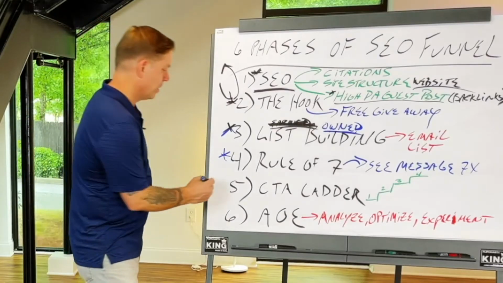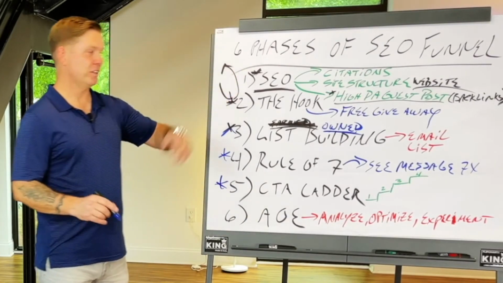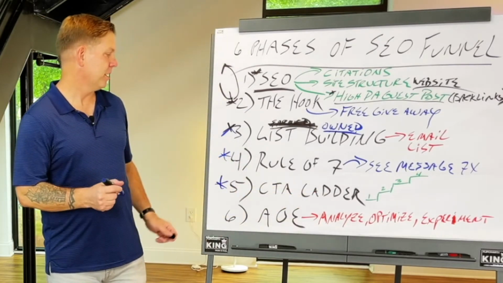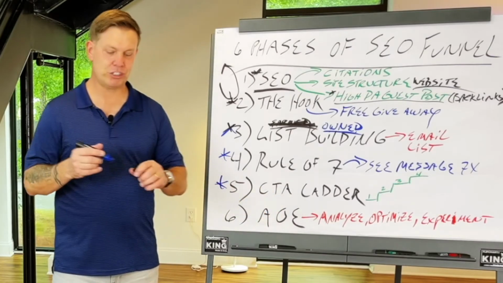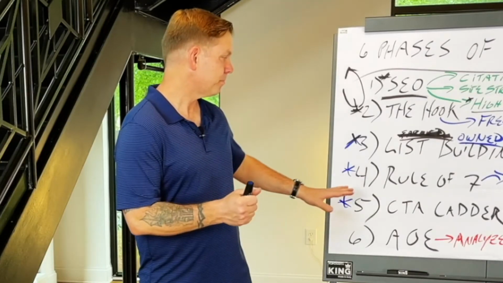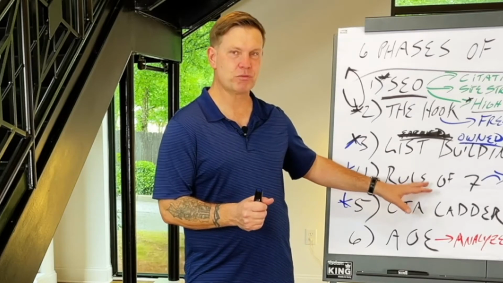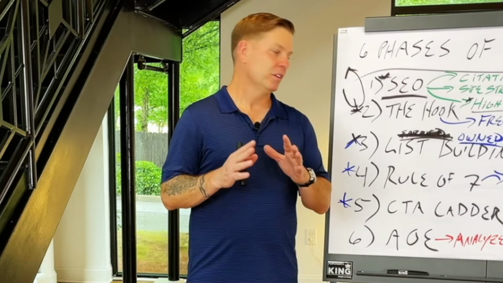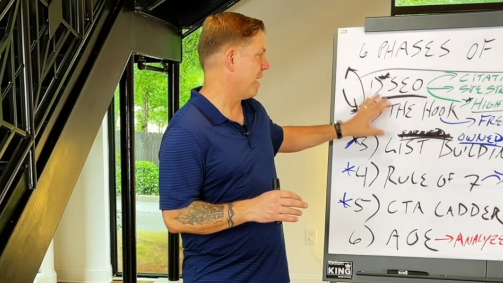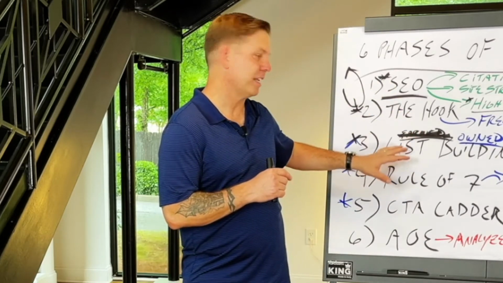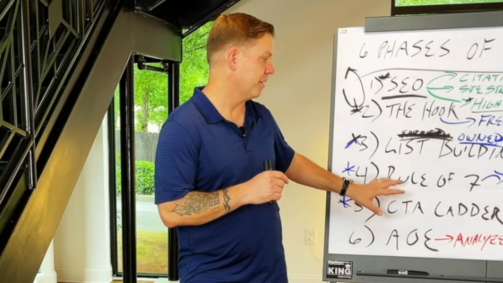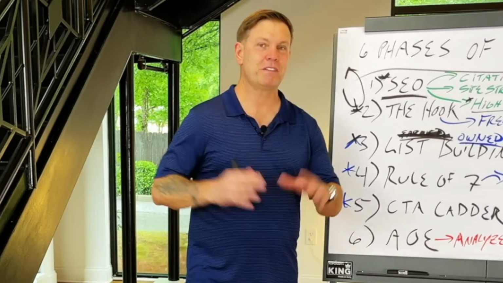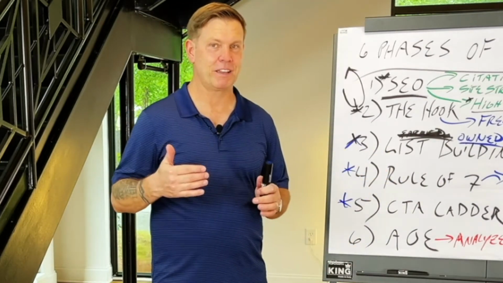Moving on to phase number 5 of the 6 phases of the SEO funnel is the CTA ladder, okay? The CTA is the call to action. What this means is, as your emails are going out in this rule of 7, the CTA ladder means that, for example, if I get more traffic and they just requested my free ebook and now they're on my list, and the very first email of these 7 I send out, I ask some customer to spend $5,000 with me and buy this thing, okay?